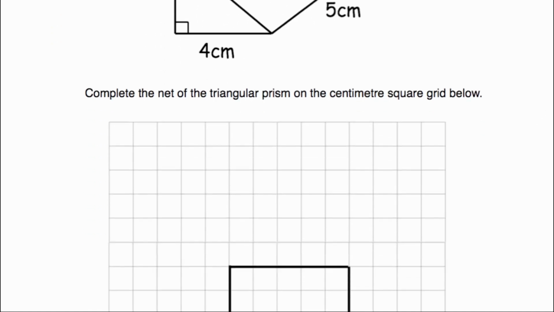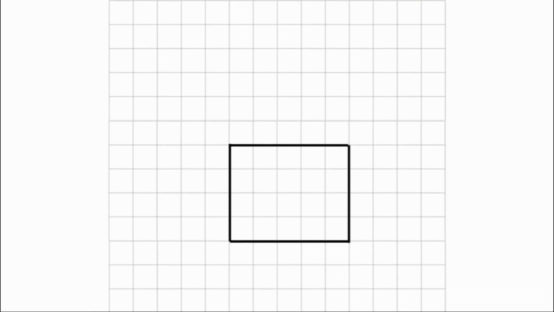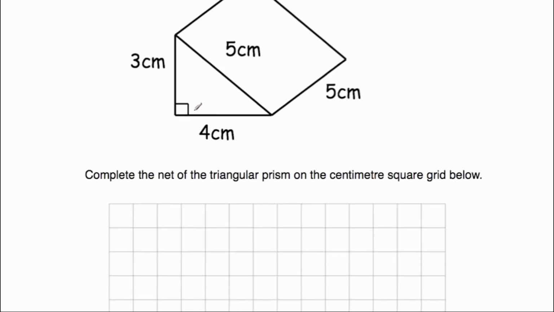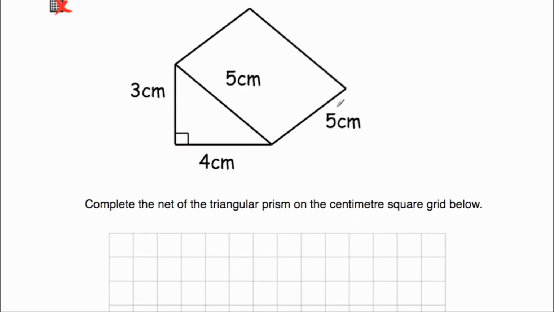So let's have a look and see what we've been given so far. So we've been given 4 by 5. So if we have a look at our shape, 4 by 5 would be the base of the triangular prism. So we've got the base, which is 4 centimeters by 5 centimeters.